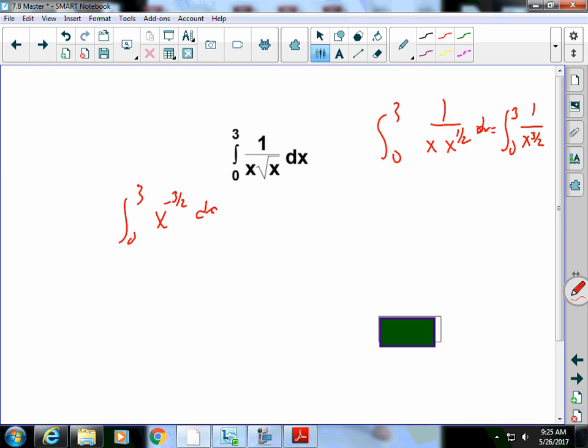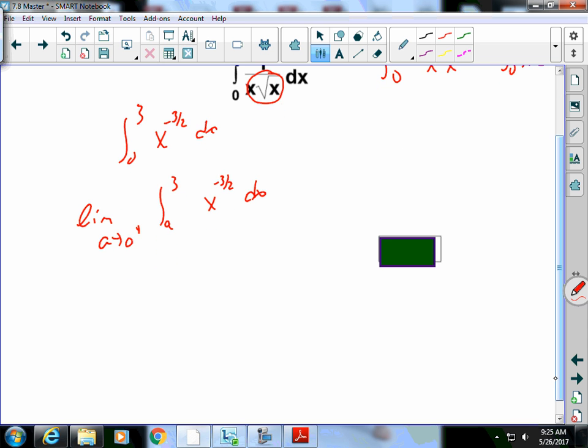So at 0, right? At 0, there's a problem. It's not continuous at 0. It's an open interval, not a closed interval. So we're going to say the limit as a approaches 0. And again, I'm going to come from the right, of a to 3 of x to the minus 3/2 dx.